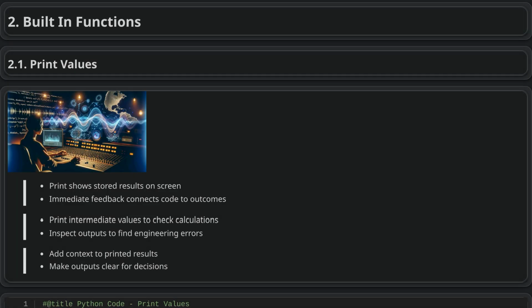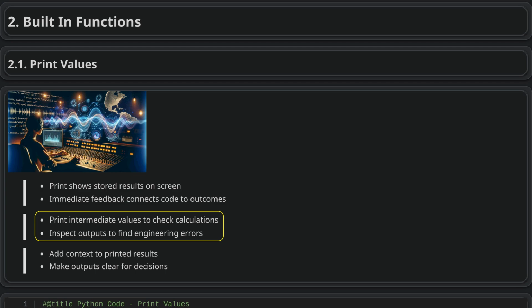Built-in functions. Print values. Printing values lets a Python program show its results on the screen. Since calculated or processed data stays in memory until it is displayed or saved, printing provides quick feedback on what the program is doing. It remains useful even in more complex programs because it helps connect the program's logic with the expected results.